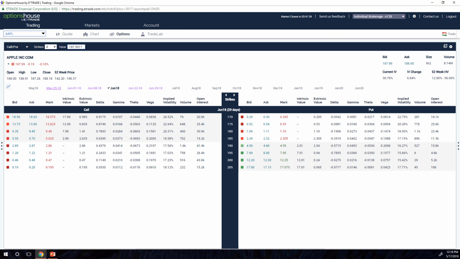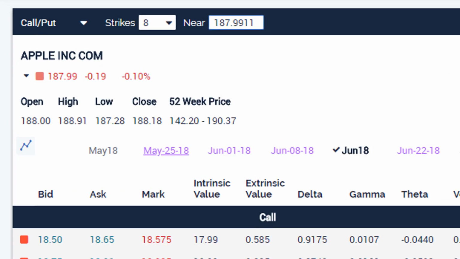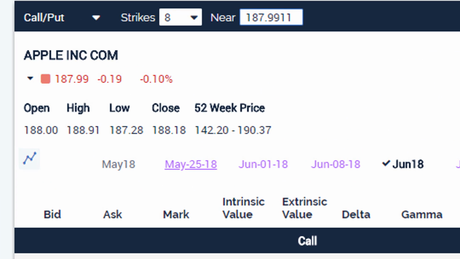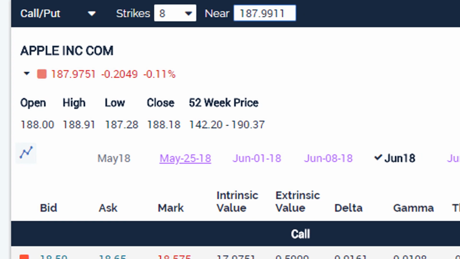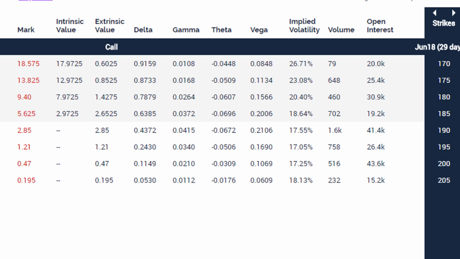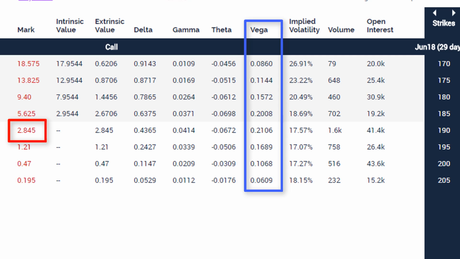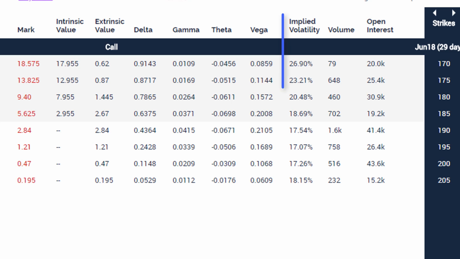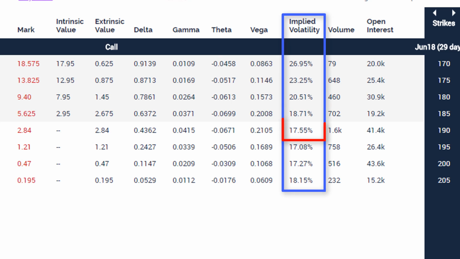All right, let's take a look at a live platform and see Vega in action. Here's Apple trading for almost 188. So we'll look at the 190 strikes, which would be our at the monies. And right down here, we see the options trading for 2.85. And look over here, column of Vegas. And it's showing 0.21. Notice that it is the highest value in the entire column. That will be true because it's at the money. All of your Greeks are maximized at the money with the exception of delta. To the right of that, we have implied volatility, about 17.5%.